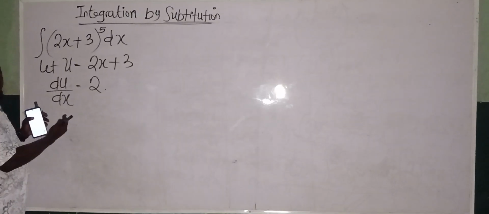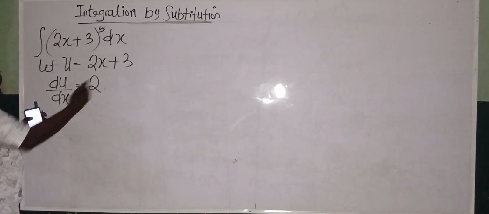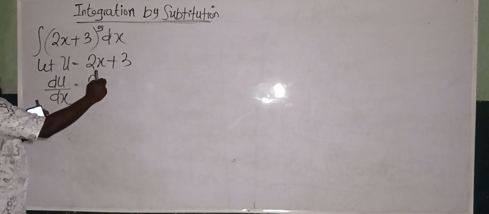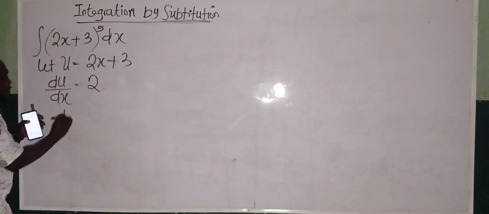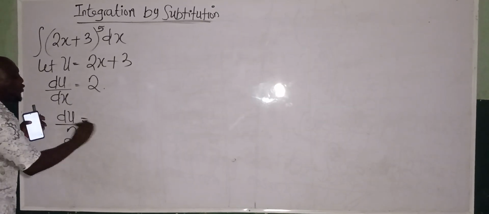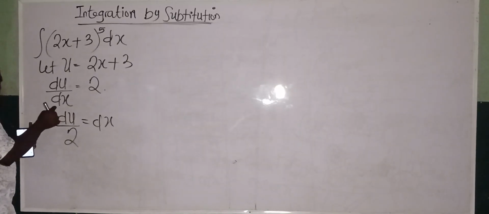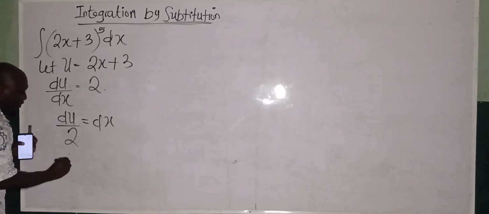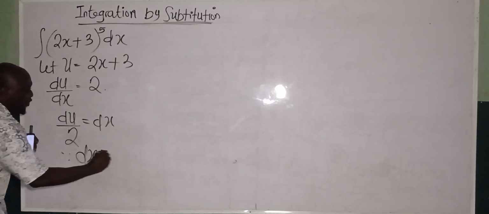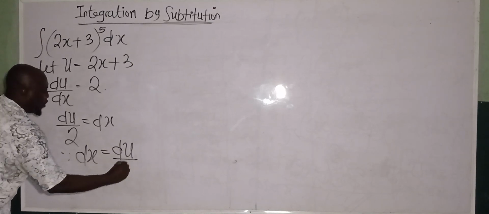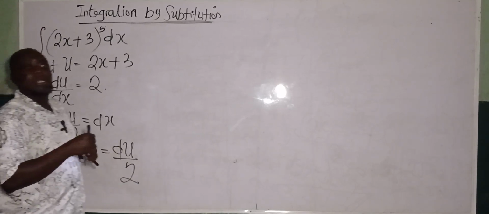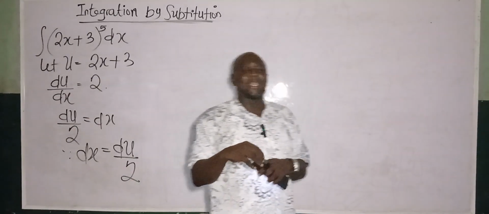In making the x subject of the formula, we are just interchanging. Take this one here, take this one here. That's all. So we say du over 2 will give us the x. That is all. No big deal. Take this one here, bring this 2 down. So therefore, the dx now will become du over 2. So these are the steps we are taking.